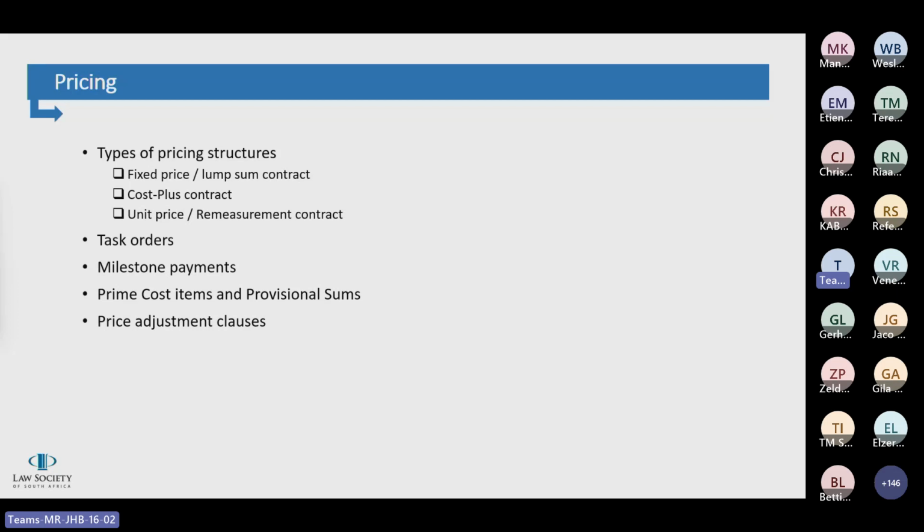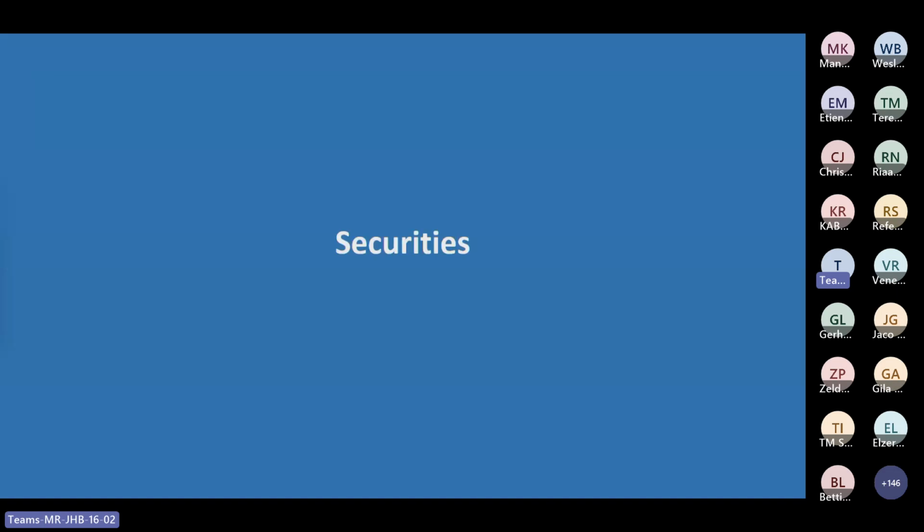And then another concept that you find in construction contracts is price adjustment clauses. That just caters for cost escalation risks, as the price established at the date of the tender remains subject to escalations. So yeah, that concludes the topic on pricing.